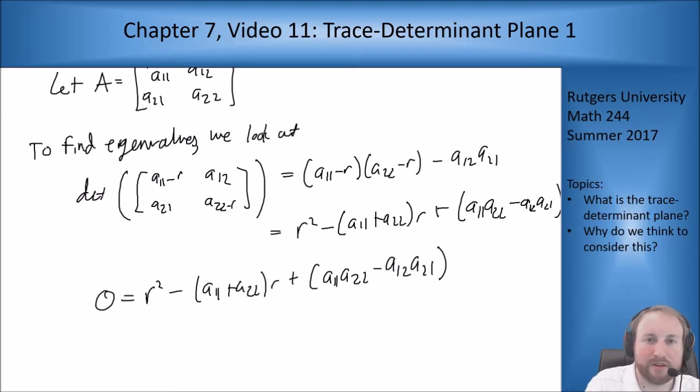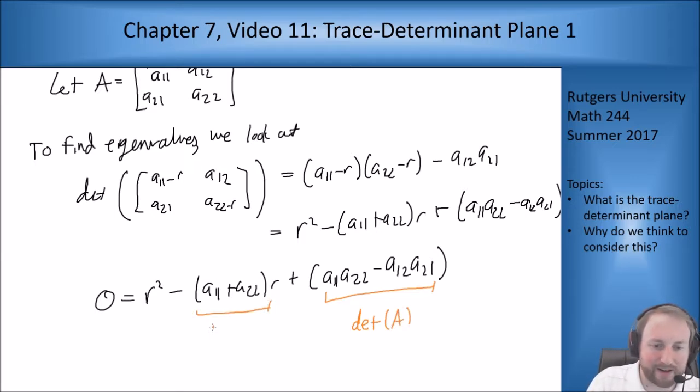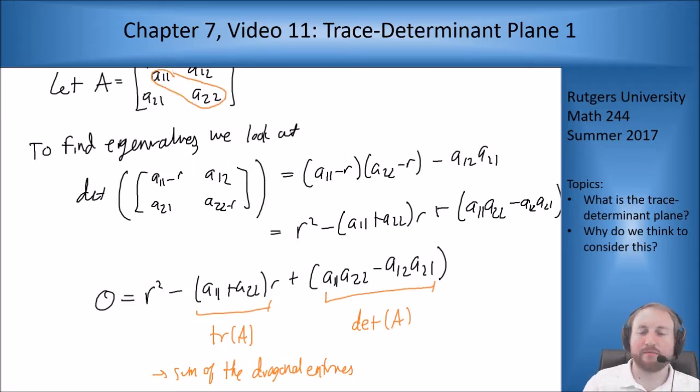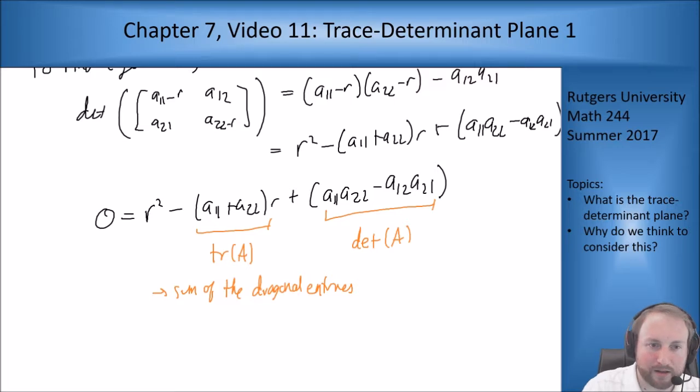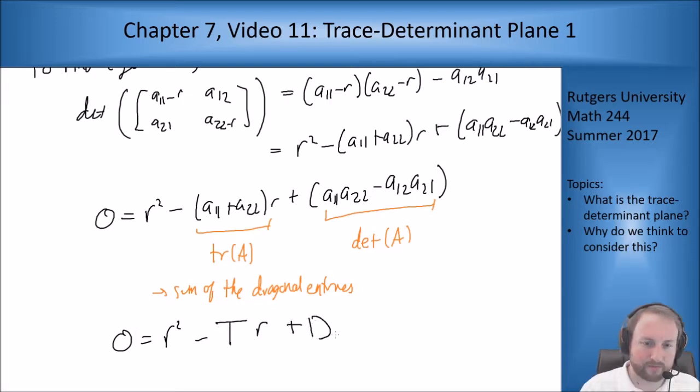And now if you look at this formula, this here is just the determinant of A. And this here is what's defined as the trace of A, which is the sum of the diagonal entries. So it's just A11 plus A22, add them together. That's the trace. So our polynomial becomes 0 equals r squared minus the trace times r plus the determinant. Now I'm using capital T here for the trace and D for the determinant just so I can draw things more effectively. So if I have this, how do I find the eigenvalues?